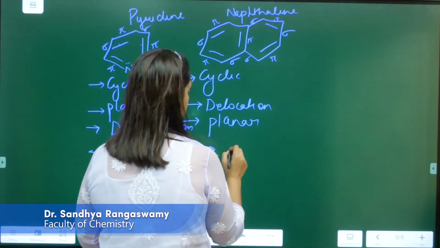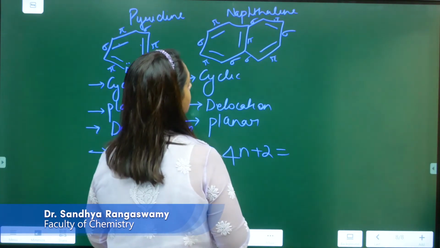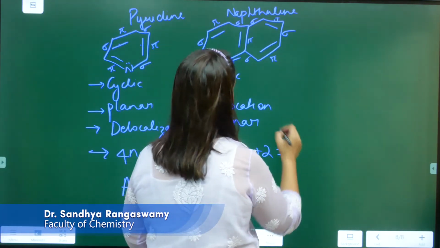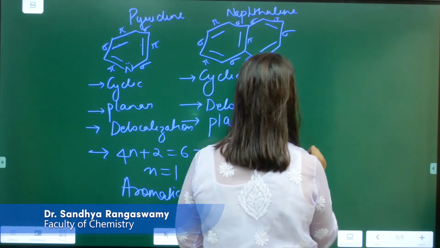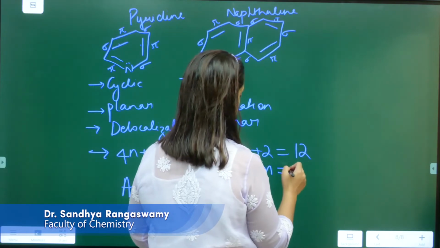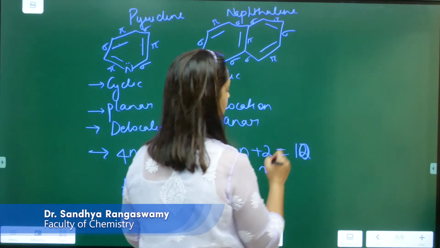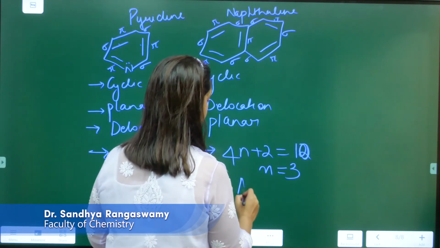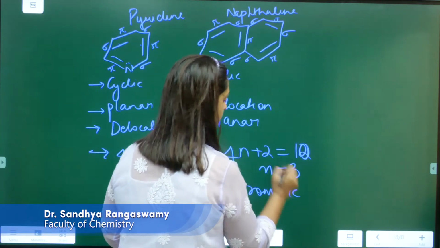But when it comes to Huckel's rule, let's see what happens. 4n plus 2, right? 4n plus 2 is equal to 10 electrons, counting 1, 2, 3, 4, 5 double bonds. So my n becomes equal to 2. Thus naphthalene molecules are aromatic in nature.